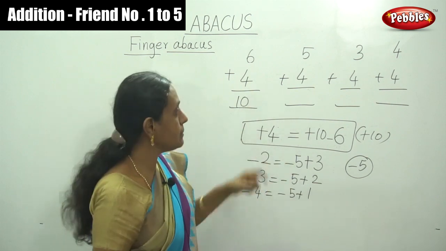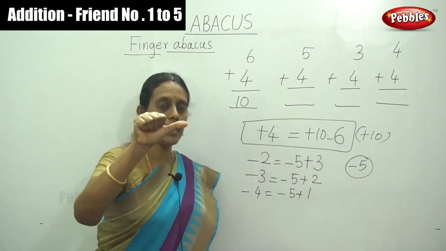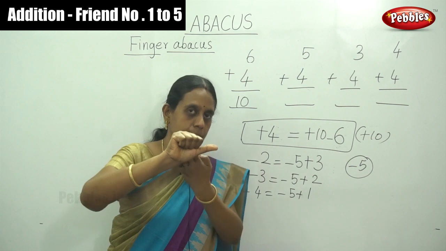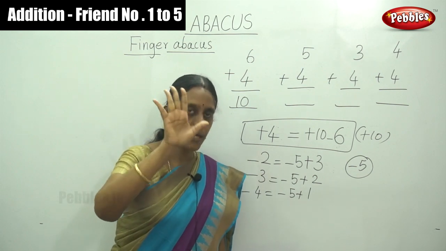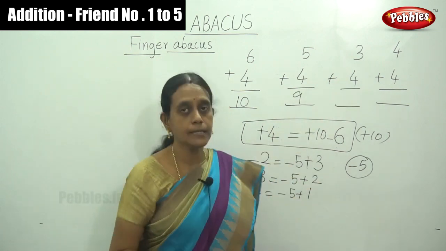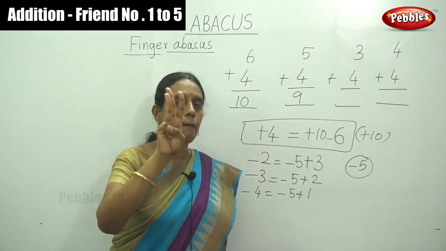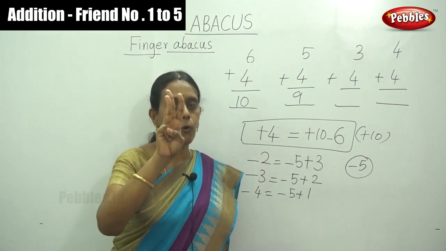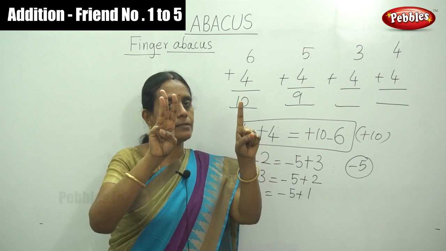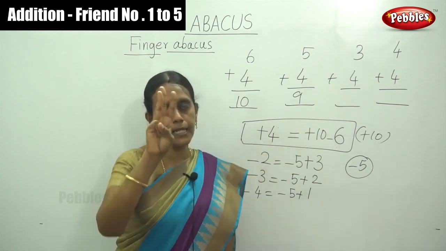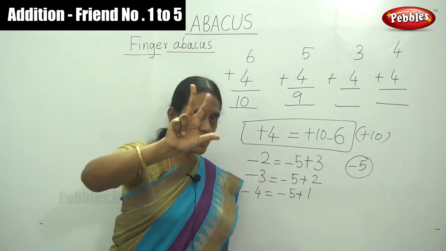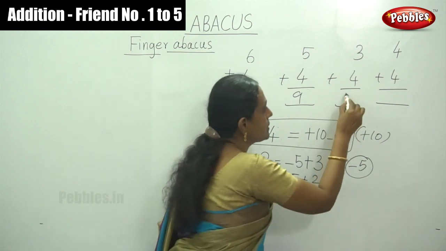And next sum, that is 5. 5 plus 4. No need of formula, because 4 fingers are here itself. So 5 plus 4, answer is 9. And next sum, that is 3. 3 plus 4. Plus 4 means plus 10 minus 6, but here that is 3. Plus 4 means plus 5 minus 1. So answer is 7.